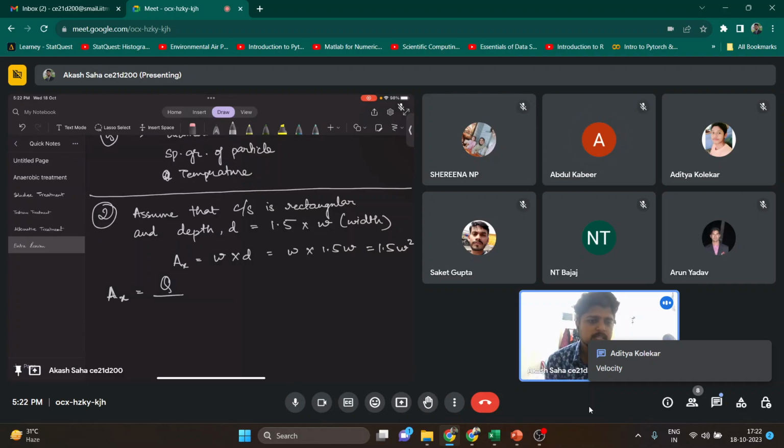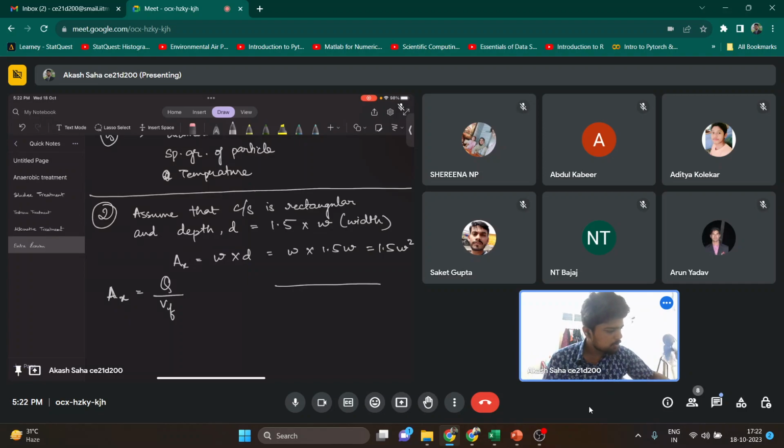Which velocity, Aditya? Is it the settling velocity or the flow-through velocity? We have been given two velocities, right? One is the settling velocity, one is the flow-through velocity. So Aditya is saying correct, it's the flow-through velocity. See, suppose this is my grit chamber channel, okay? I will make a 3D diagram.